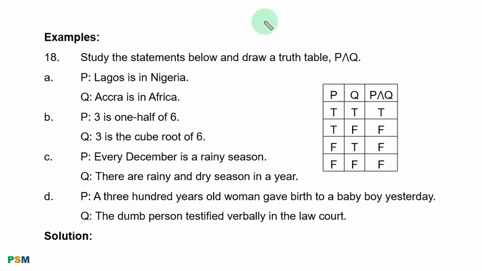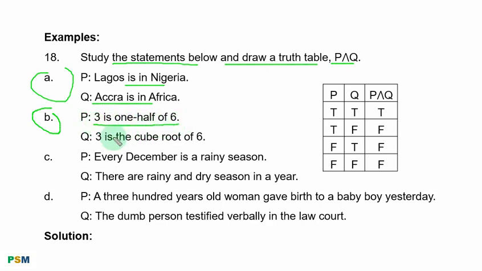Example 18. Study the statements below and draw a truth table for P and Q. Statement A. P: Lagos is in Nigeria. Q: Accra is in Africa. Statement B. P: 3 is 1/2 of 6. Q: 3 is the cube root of 6.